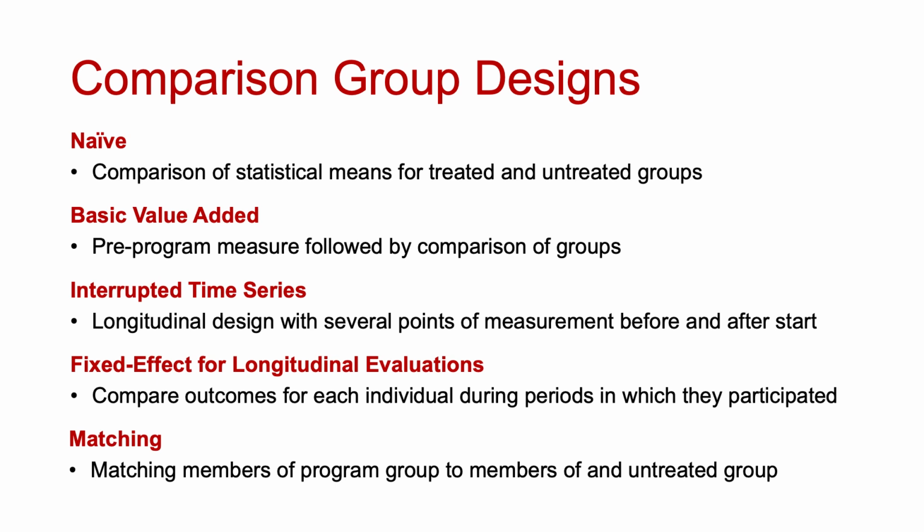You're going to use that group to compare them to your group. The easiest way to do this is through a naive design, where you're merely comparing some kind of mean for your group and the untreated group.